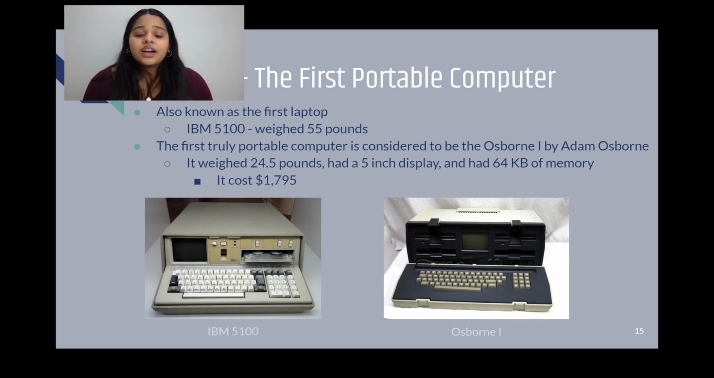Later, we have the Osborne 1 by Adam Osborne, which is considered to be the truly first portable computer, weighing in at 24.5 pounds. Definitely much lighter than the first, but still not ideal. It had a 5-inch display and 64 kilobytes of memory and cost roughly $1,795. If we take a look at these two laptops, we can see their displays are relatively small.